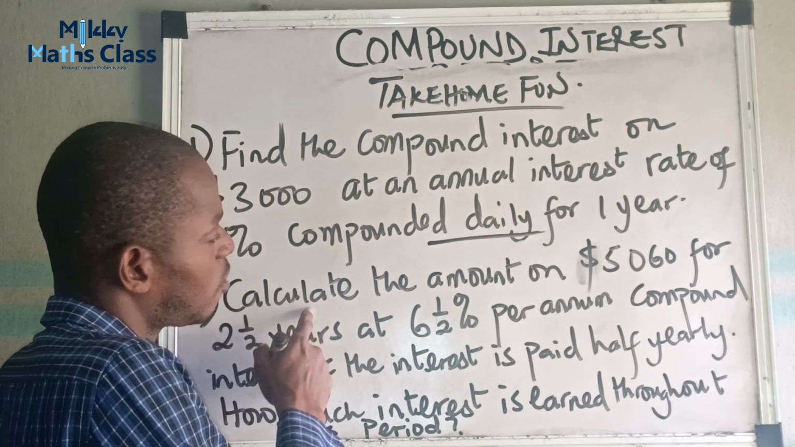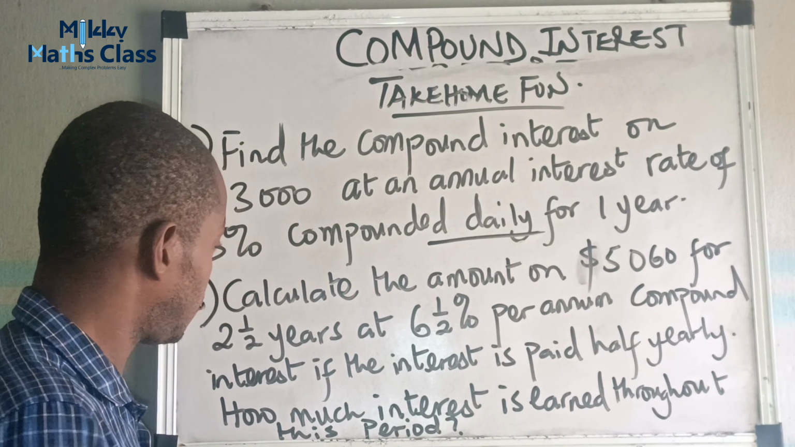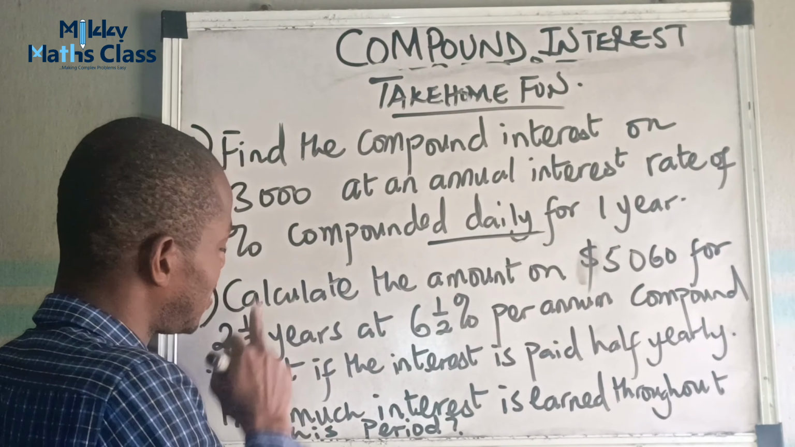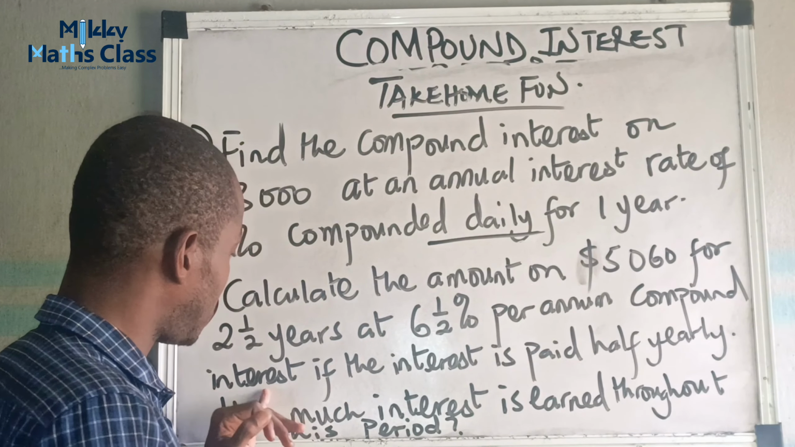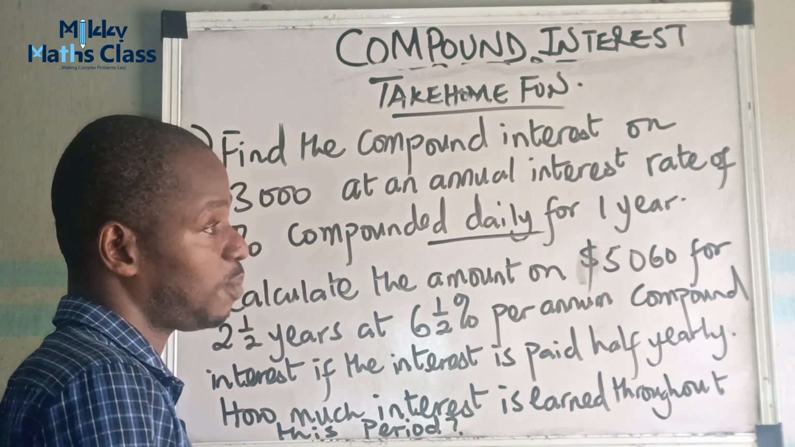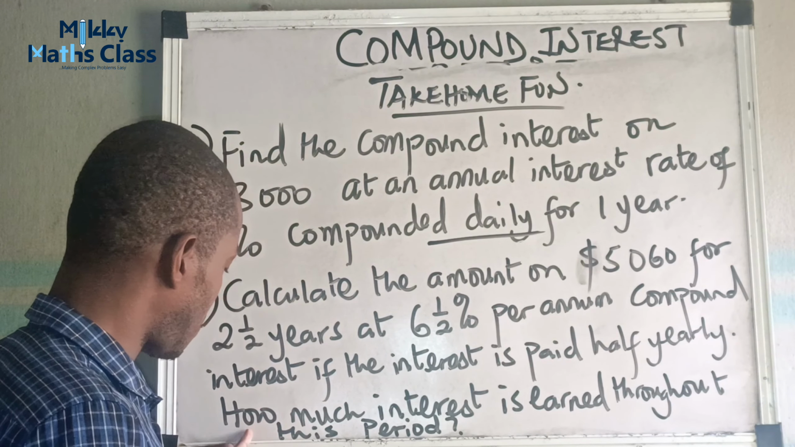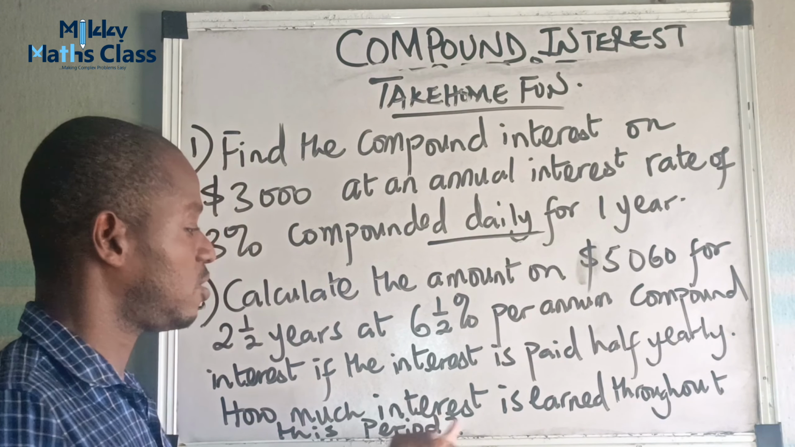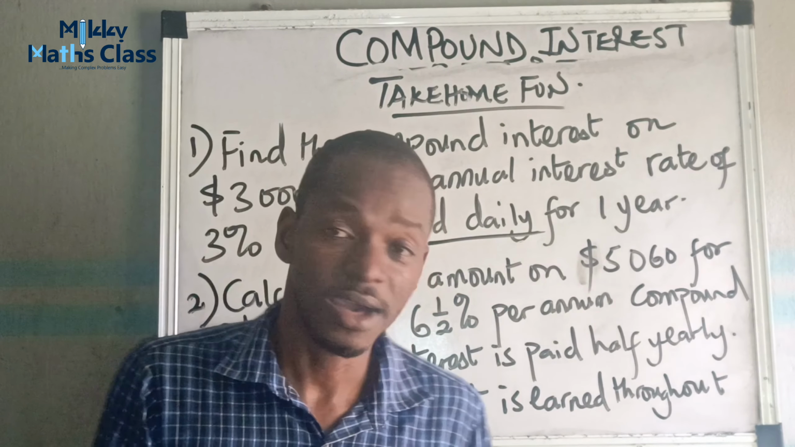So the second one, calculate the amount on $5,060 for 2.5 years at 6.5% per annum compounded interest if the interest is paid half yearly. Now the second part B of this question says how much interest is earned throughout this period.